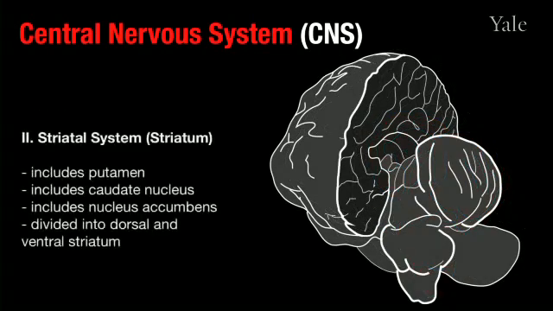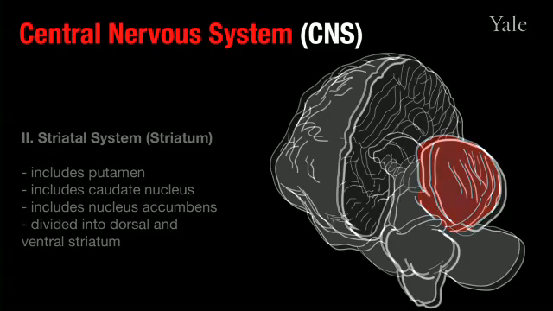Second is the striatal system, or the striatum. This includes the putamen, caudate nucleus, and nucleus accumbens, and it's divided into both the dorsal and ventral striatum, as you can see roughly here. This is often thought of as the reward center of the brain, so it's often associated with the experience of pleasure or reward.